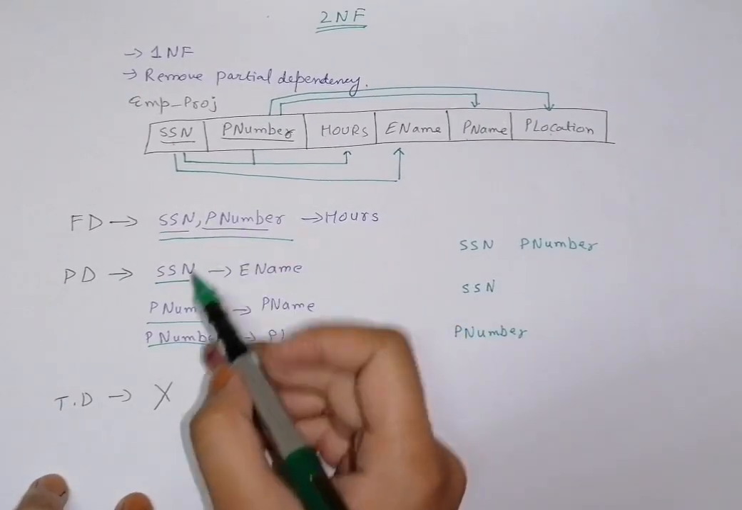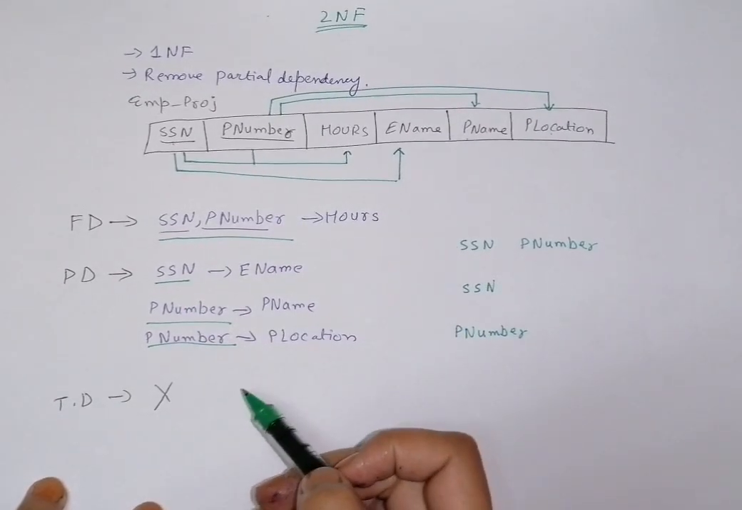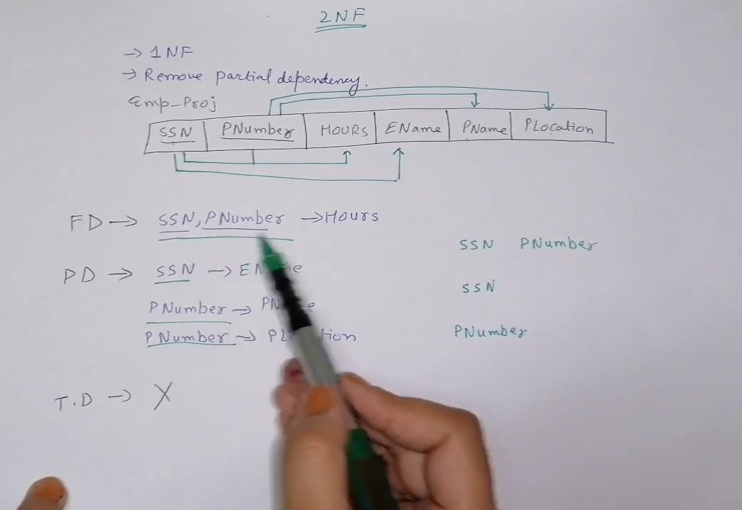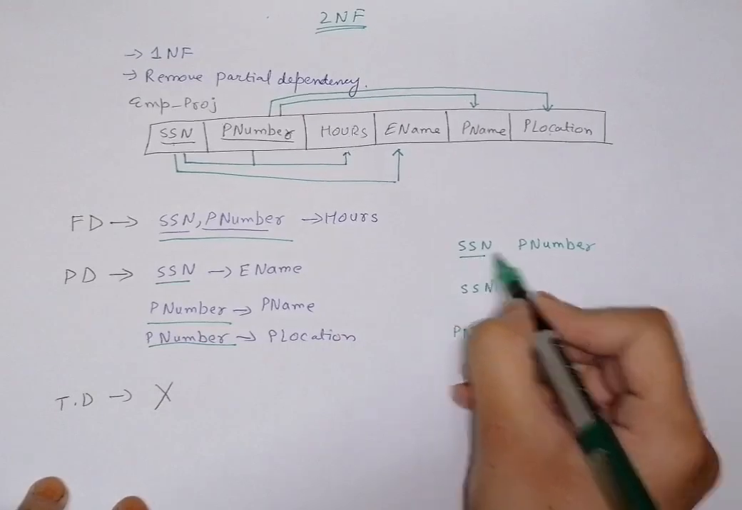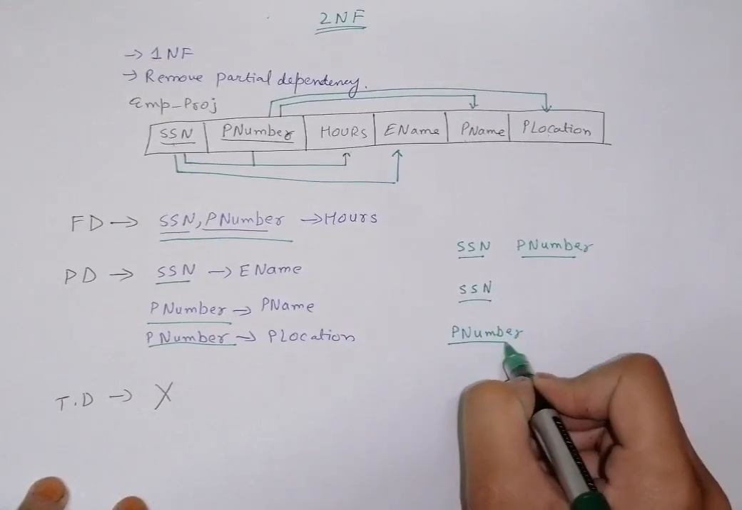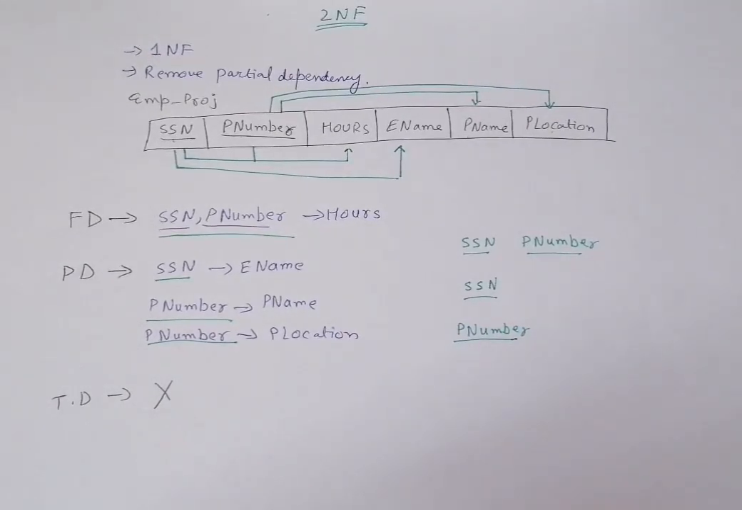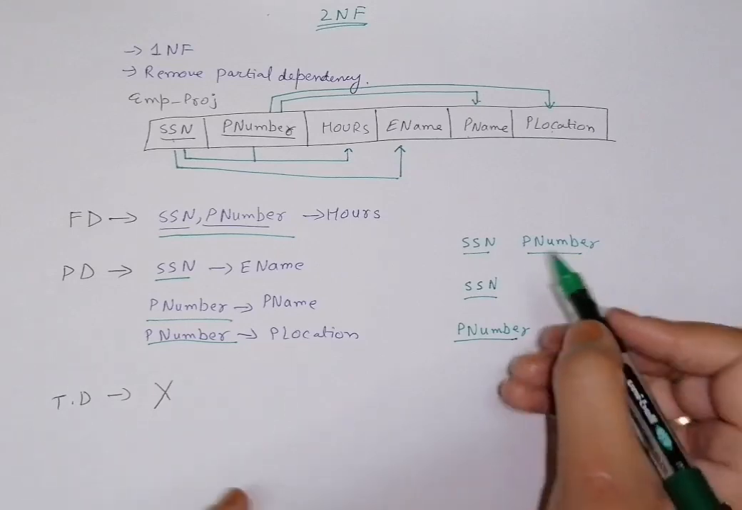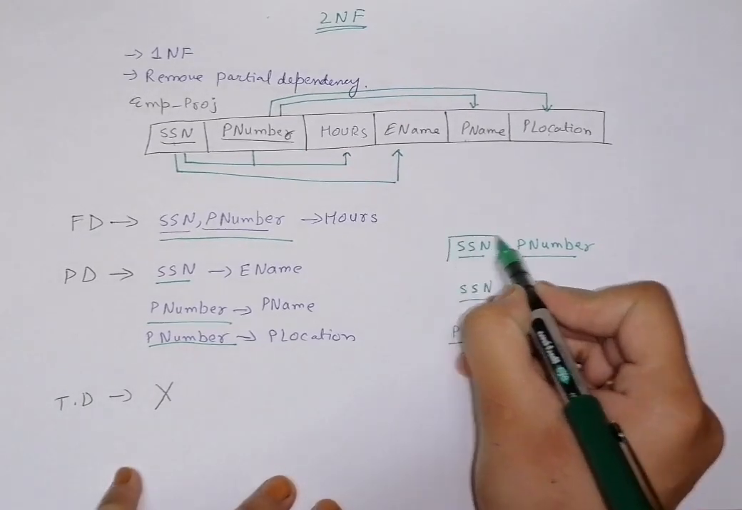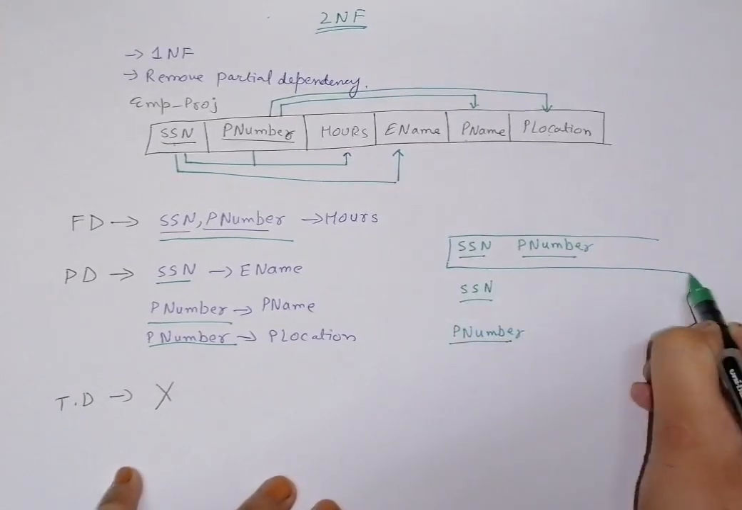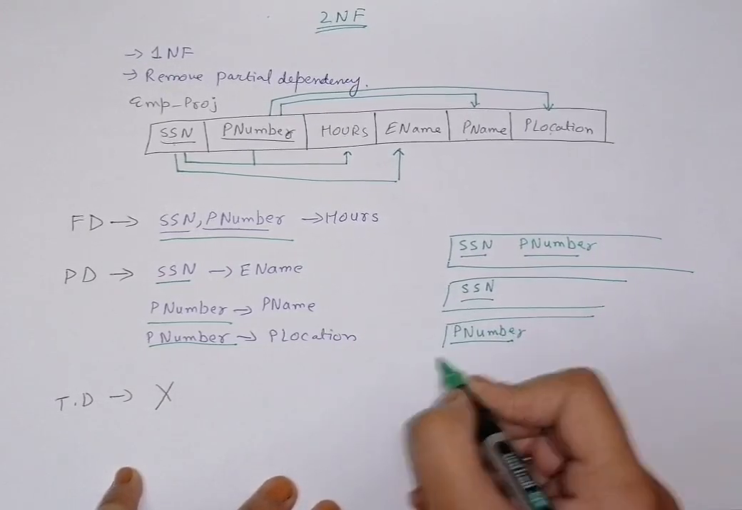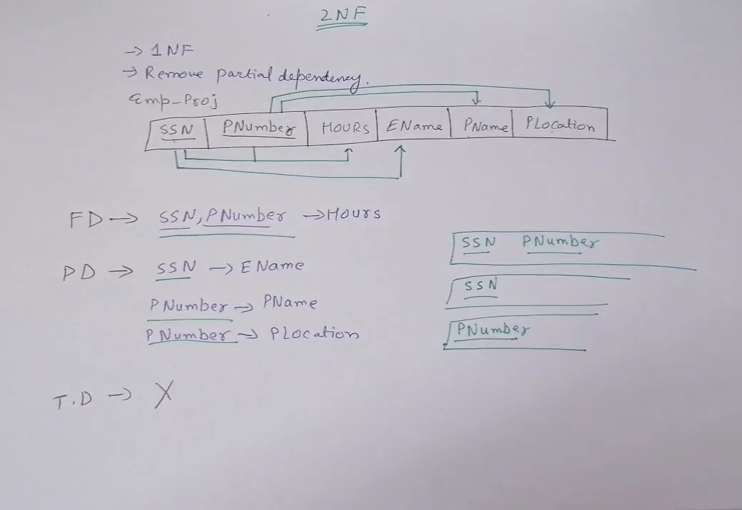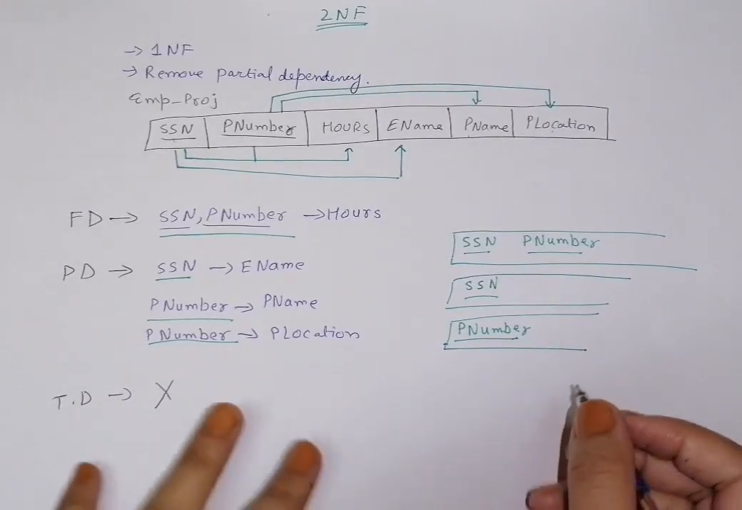So it means that when I have identified different groups or different sets like this, SSN and P number here, SSN here, P number here, this will basically make the primary key of my new relations. So I have decomposed my single relation into 3 different relations, and now I fill in the attributes.